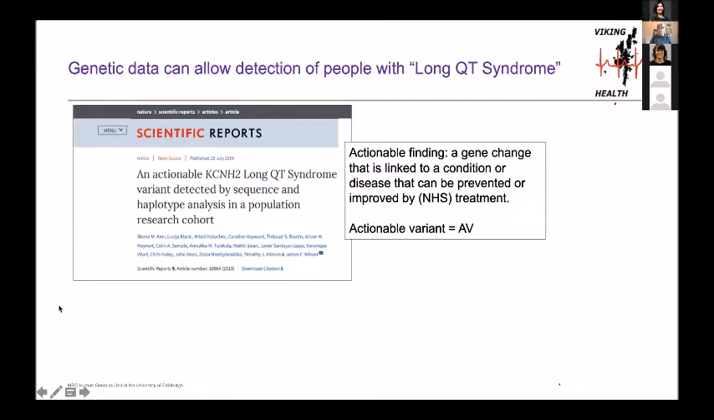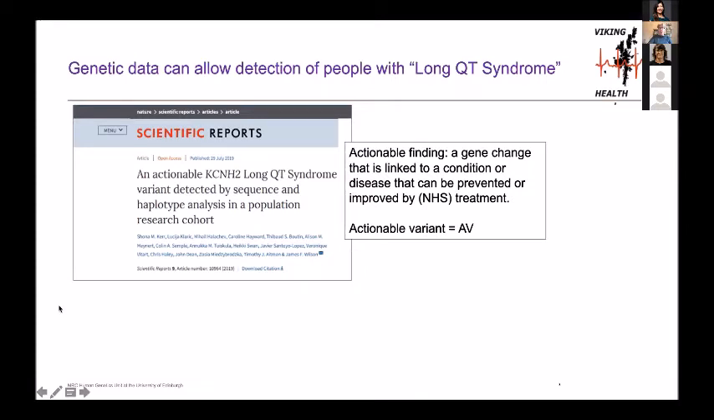Before I go any further, I just want to be clear what I mean by an actionable variant or an actionable finding. In this context, it's a gene change that is linked to a condition or disease that can be prevented or improved by treatment. And I'll also talk about AVs, and I mean an actionable genetic variant.